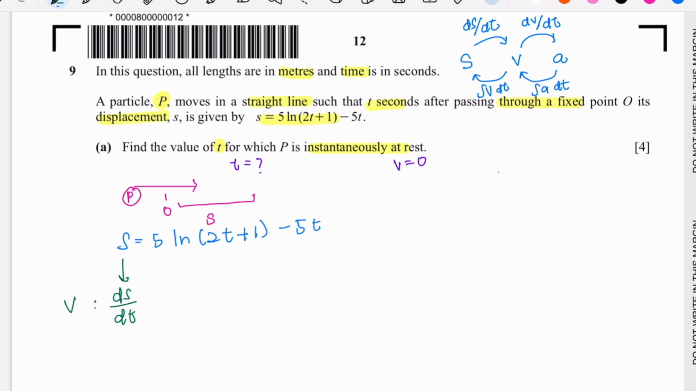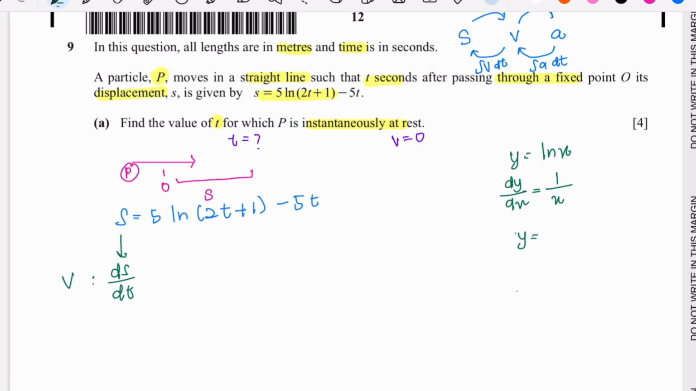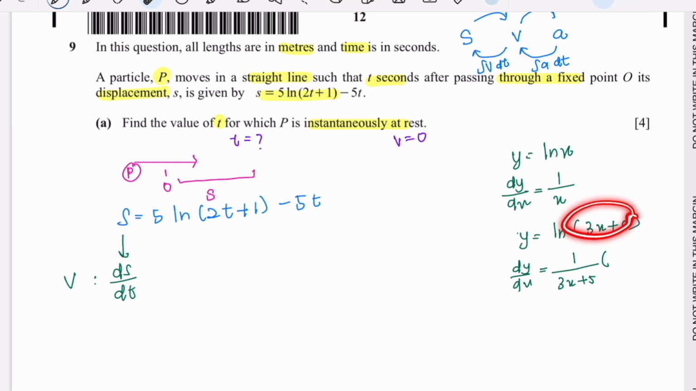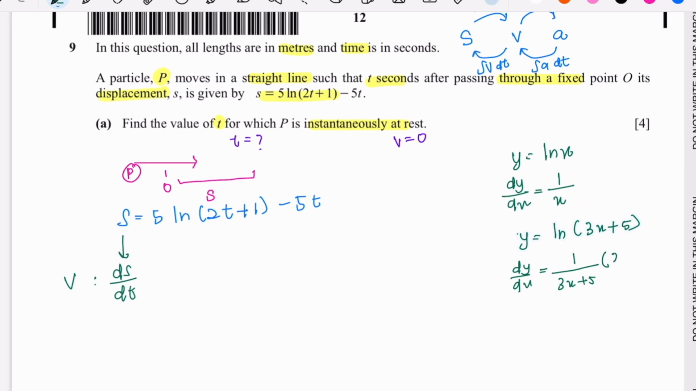Now, for the differentiation of ln, if you have ln x and you want to differentiate this, it will be 1 over x. If you have y equal to ln of a function, to find dy/dx would be 1 over the whole function times the differentiation of this function. It's going to be 3, and your differentiation would be 3 over 3x plus 5.